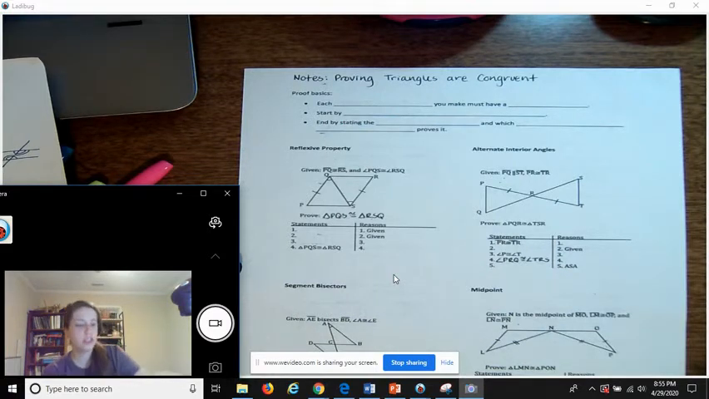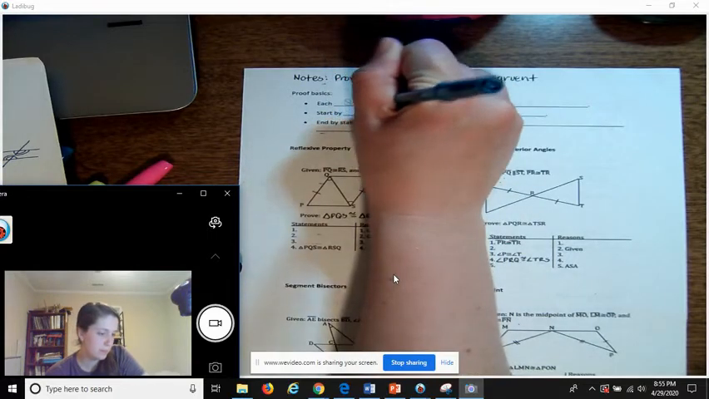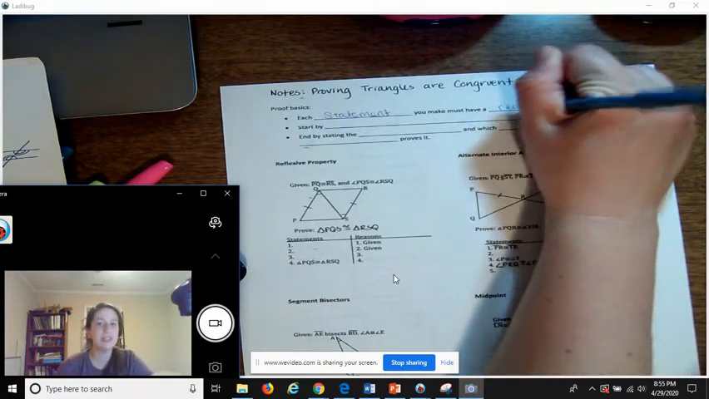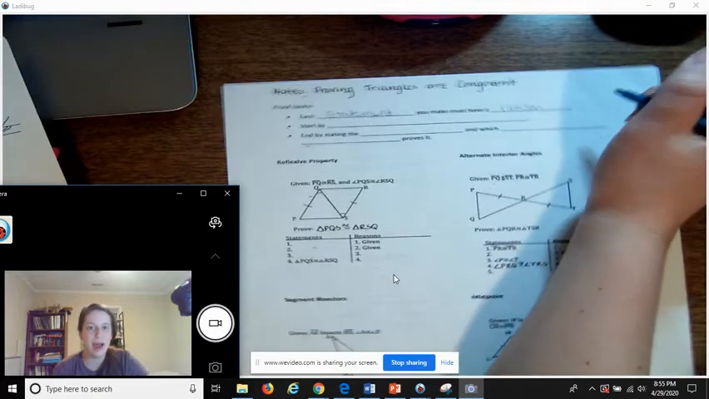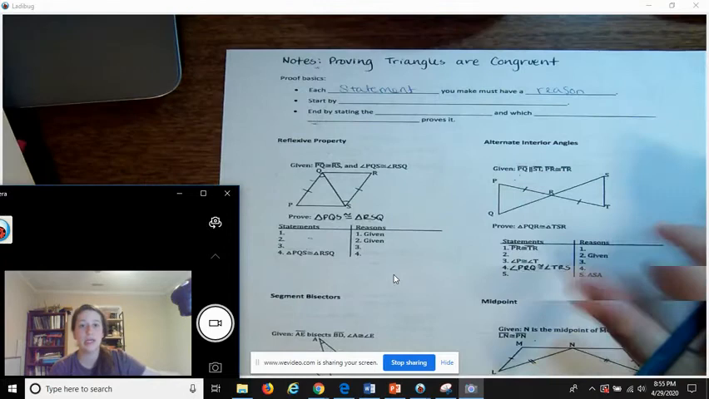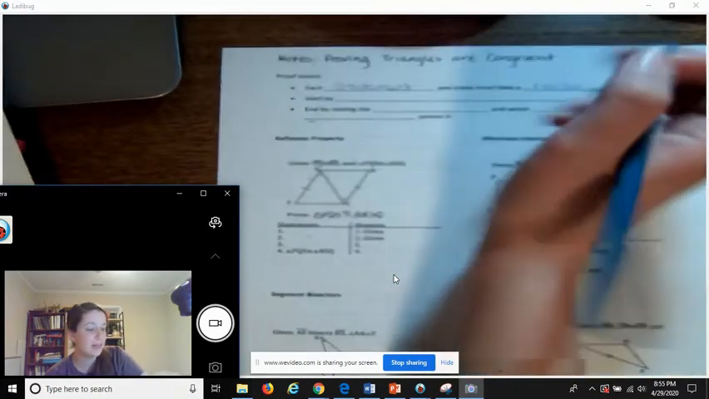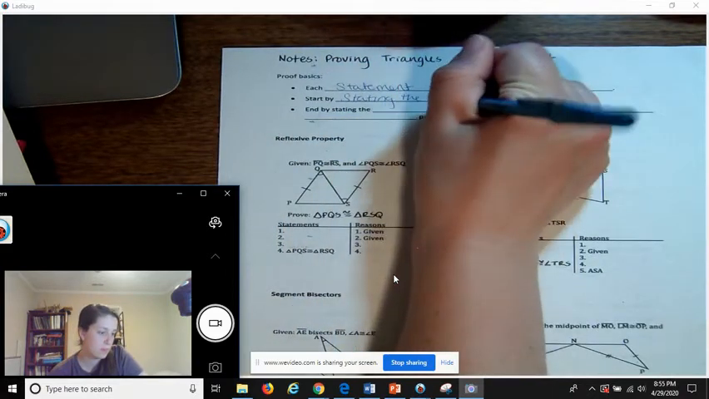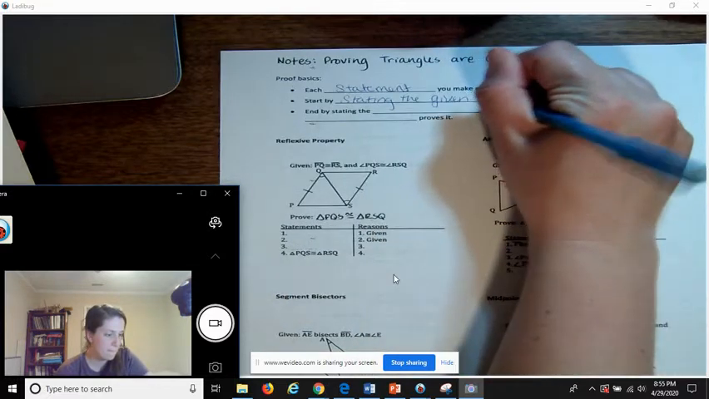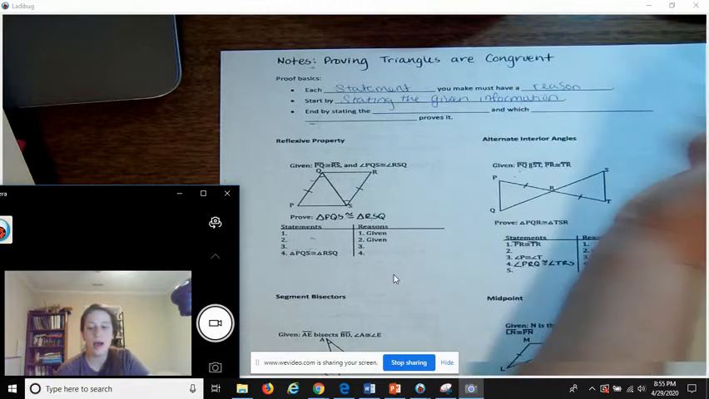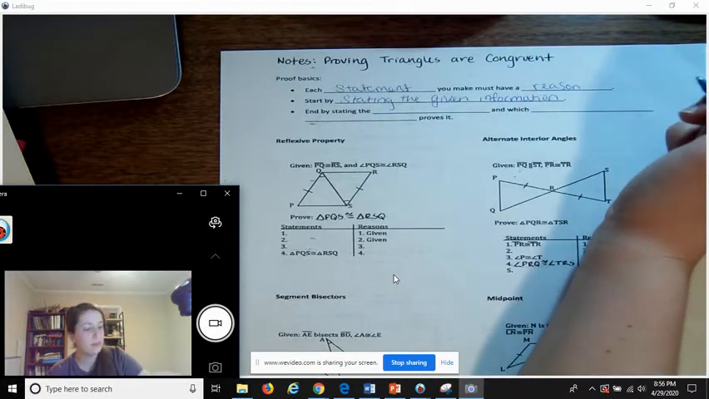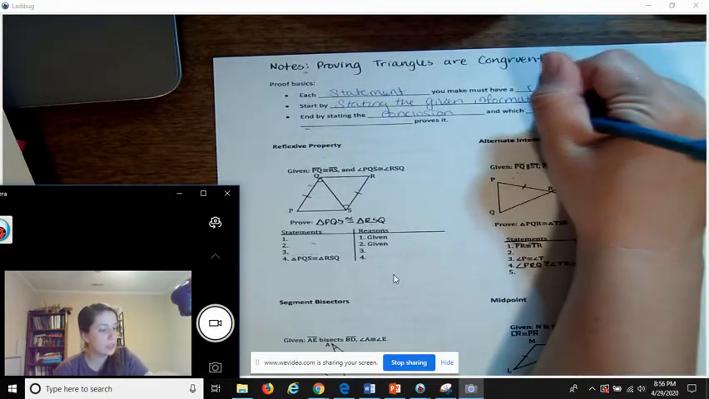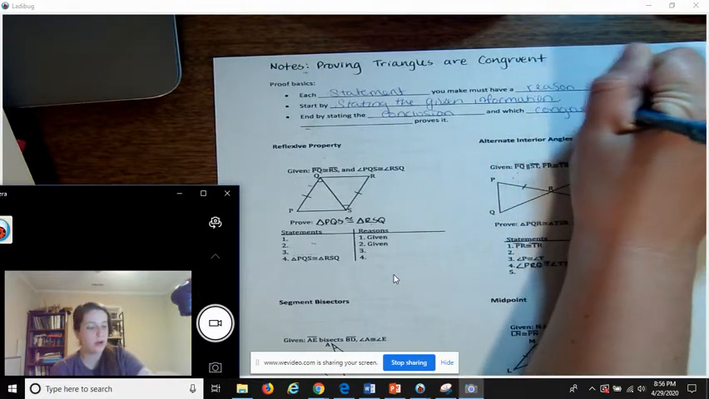So here we go. So each statement, you must have a reason. You can't just say that something happens and not have a justification for it. So we're going to start by stating the given information. And we'll end by stating the conclusion and which congruency theorem proves it.